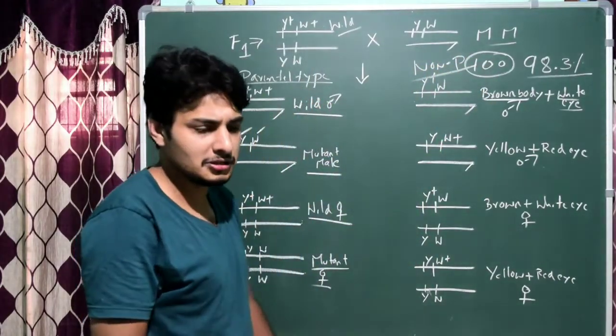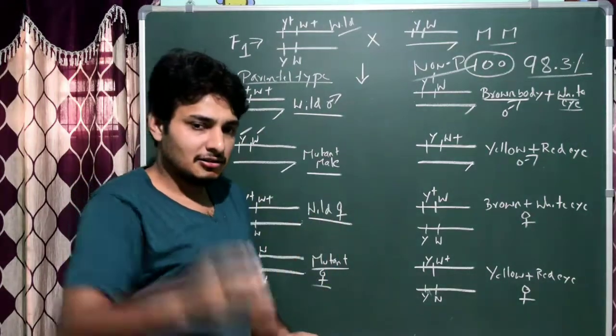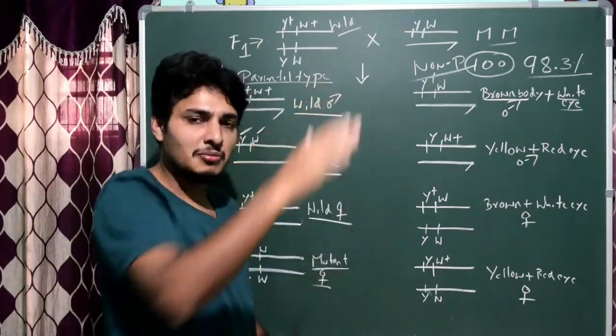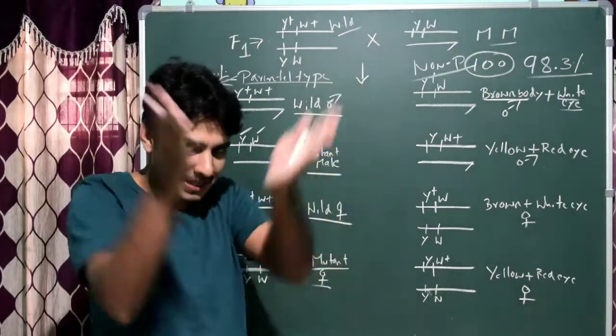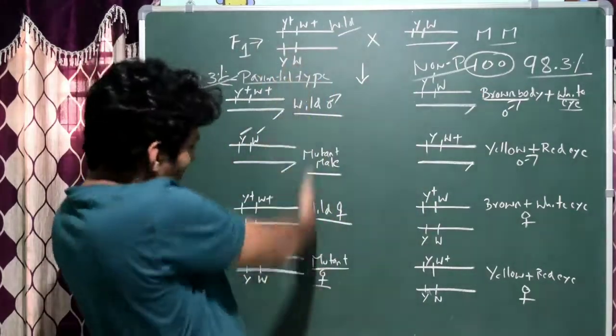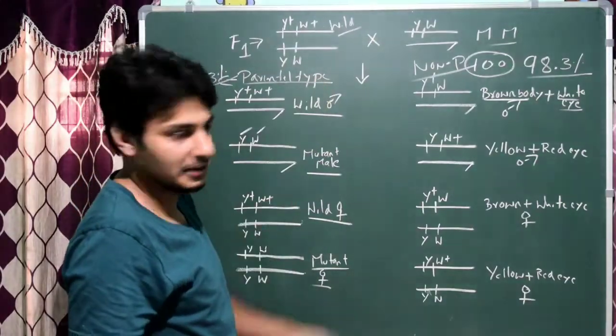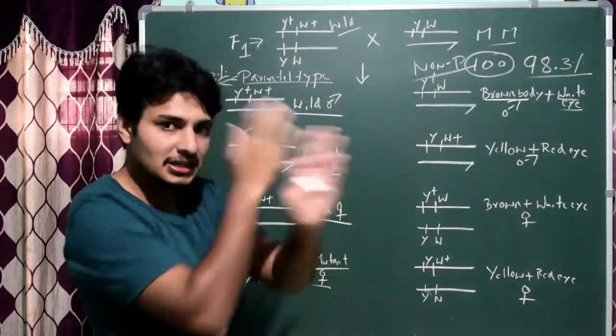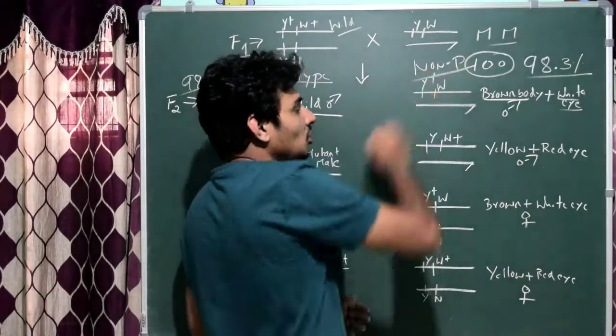Non-parental means one character from the male, the other character from the female mother. So this is actually non-parental. Got it? Not exactly like a parental type. This is parental type, which was present in the parent. But in this case, you could see the mixture. This is non-parental type.